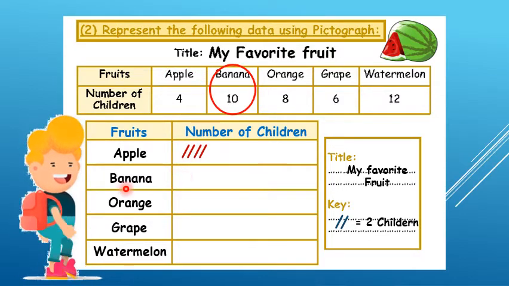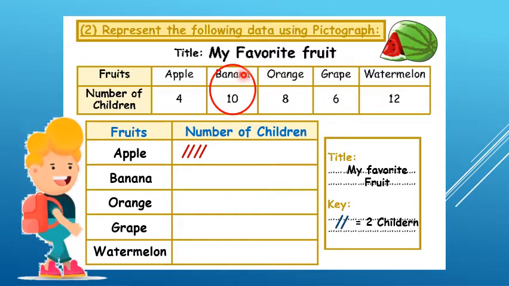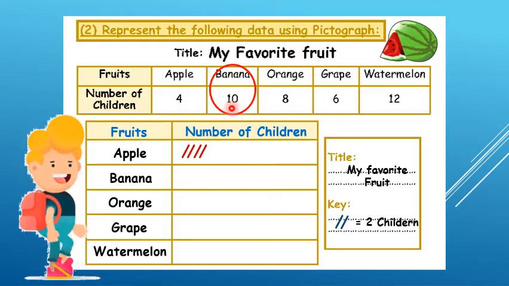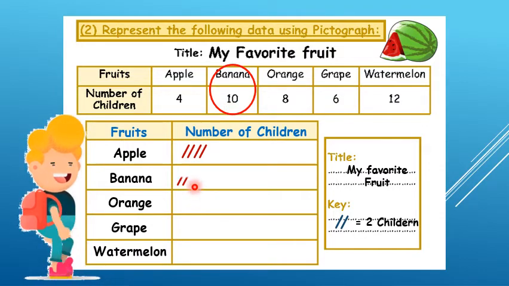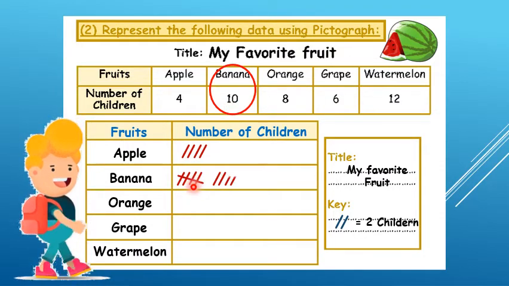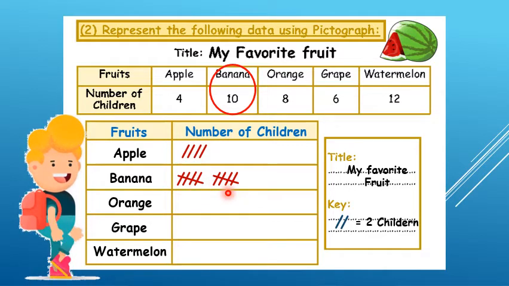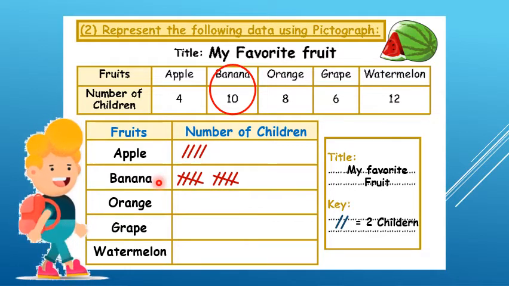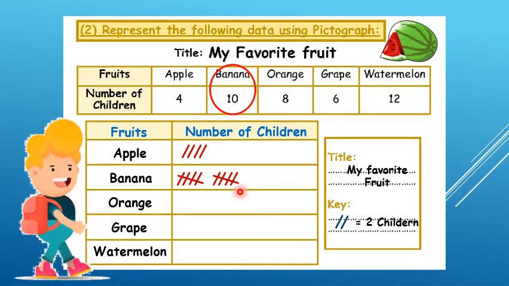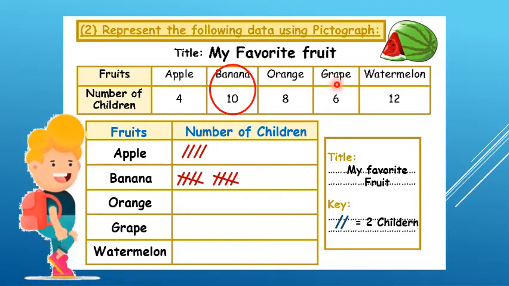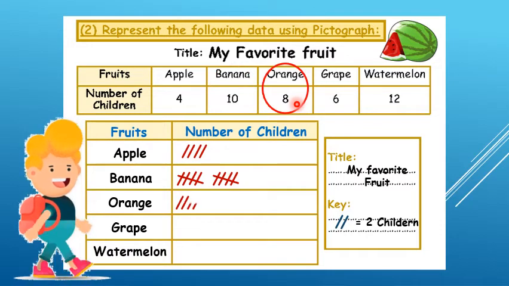Okay. Then in banana, how many children like banana? It will be 10. Then we will count by 2 to draw this tally. 2, 4 crossed by 5, and 2, 4 crossed by 5, it will be 10. It will be 5 and 10. 10 tallies.